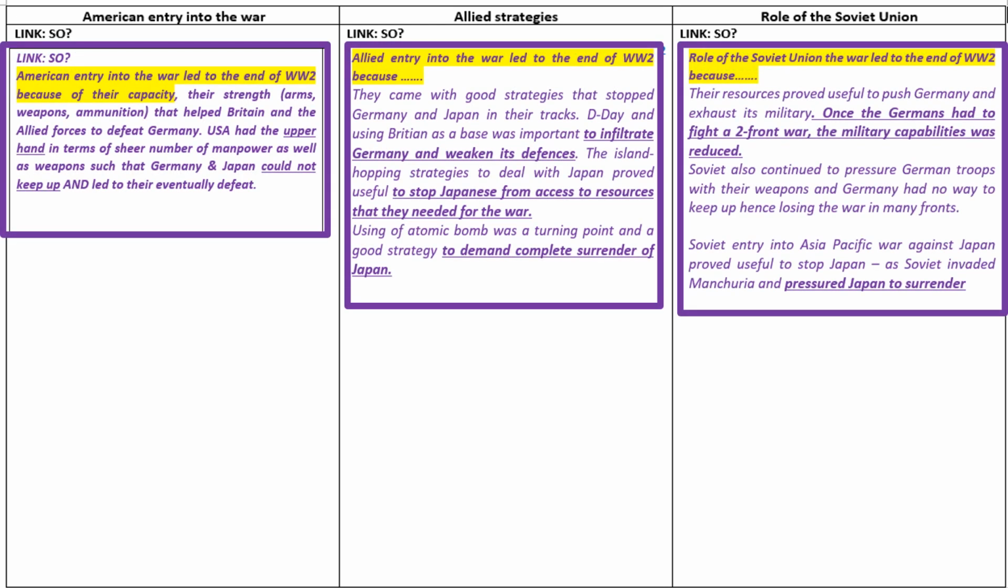So look at the link. Okay, their resources proved useful once the Germans had to fight a two-front war, which is both Allied power as well as Soviet Union. It was very hard for the Germans to actually lose. And when Soviet entered Asia Pacific, it proved useful to stop Japan as Soviet invaded Manchuria and pressured Japan to surrender.